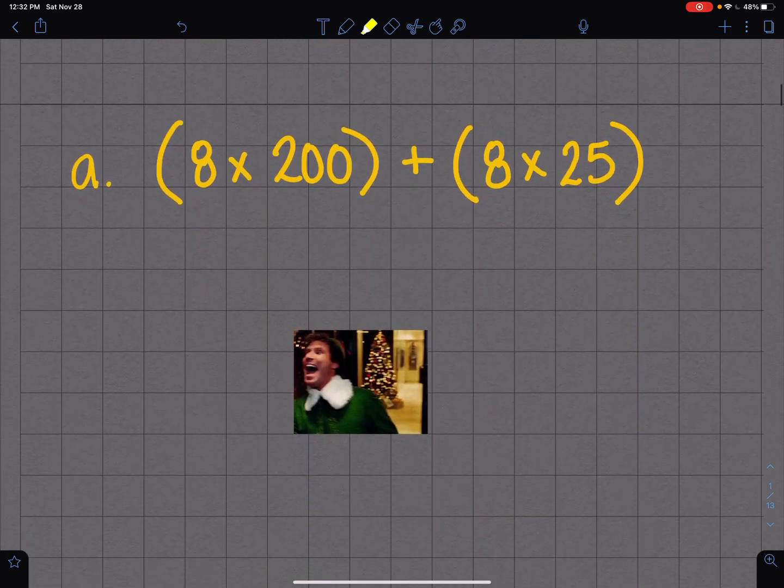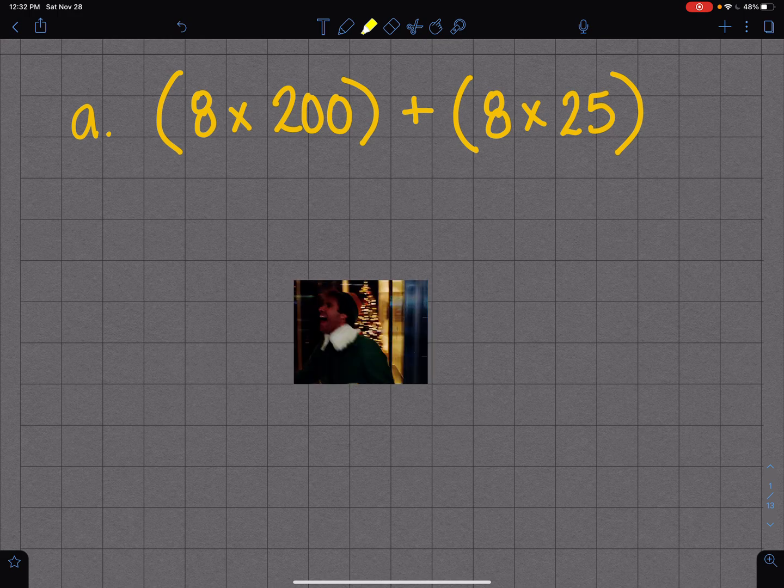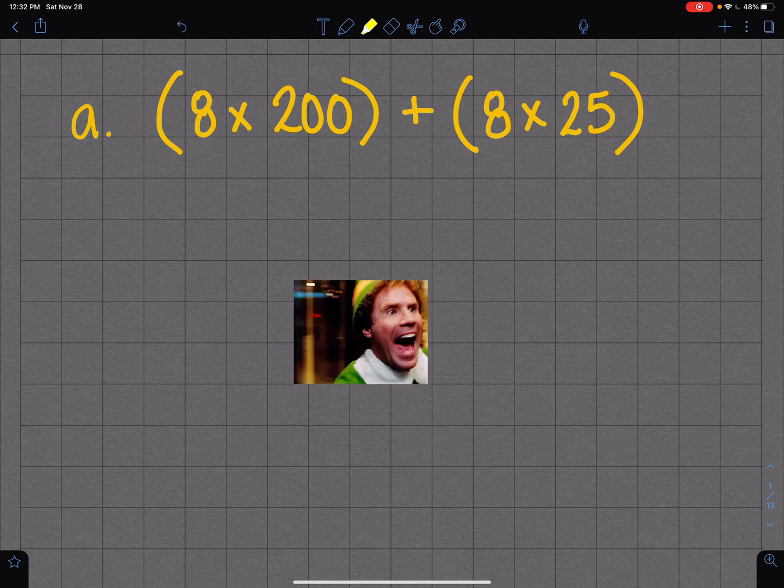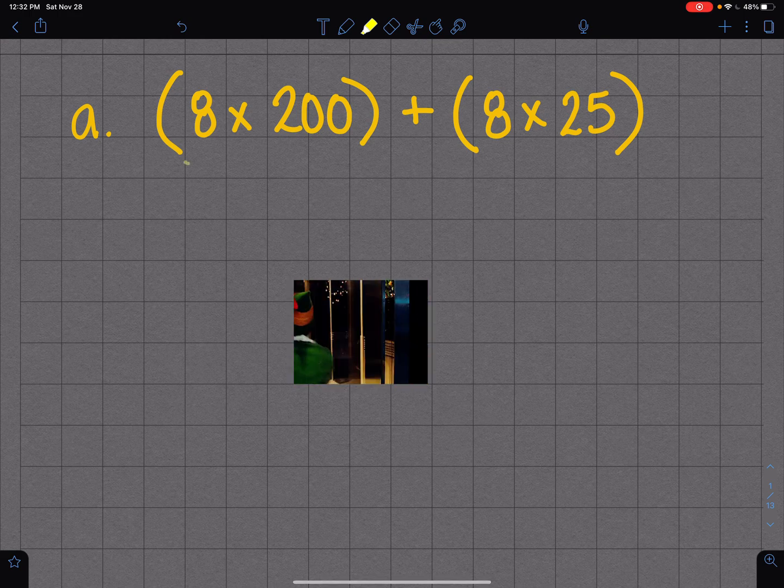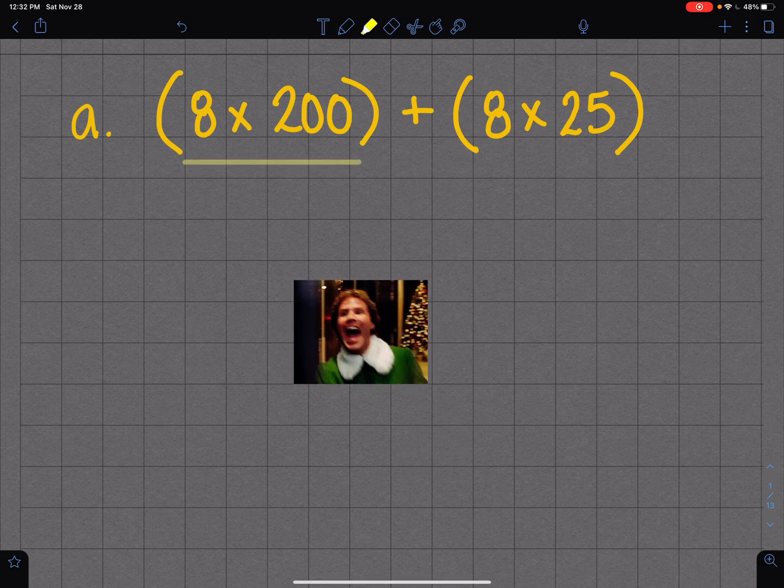Cool. All right, let's do the rest of mental math now. This is going to be a breeze. We're going to start out with A. What is 8 times 200 plus 8 times 25?